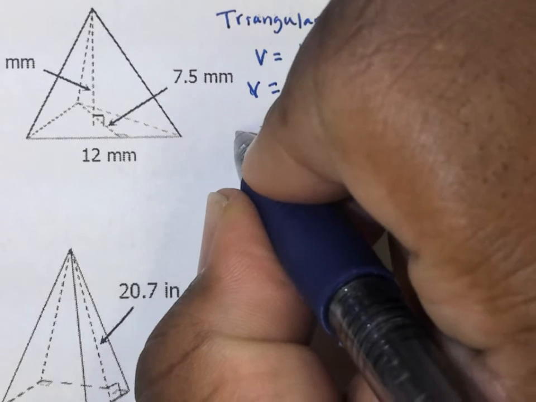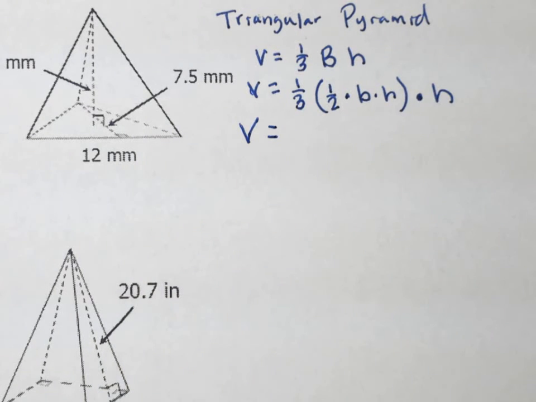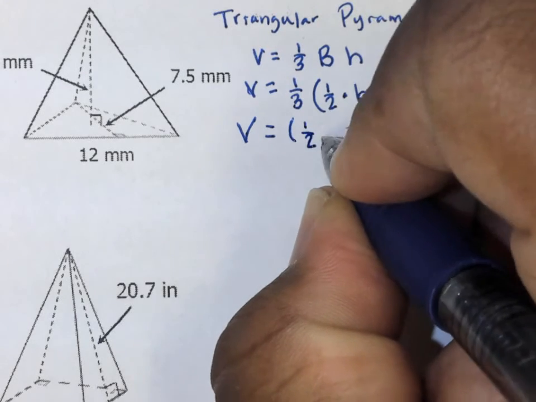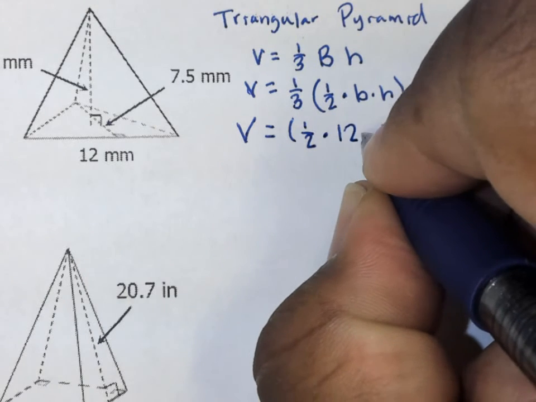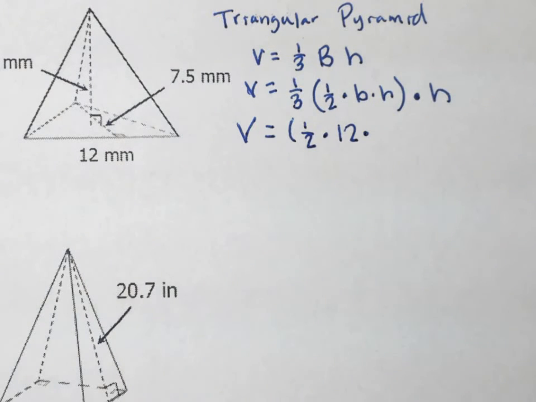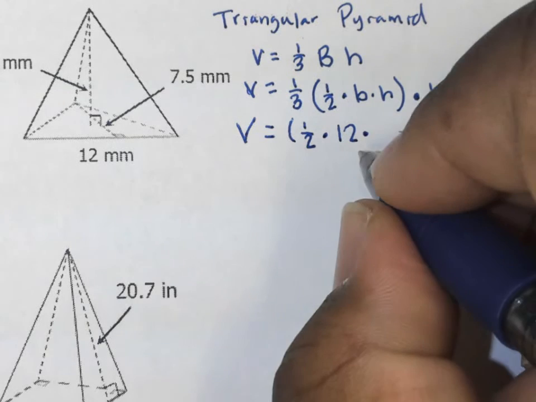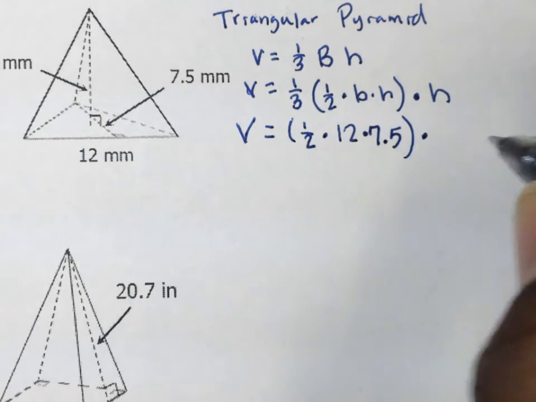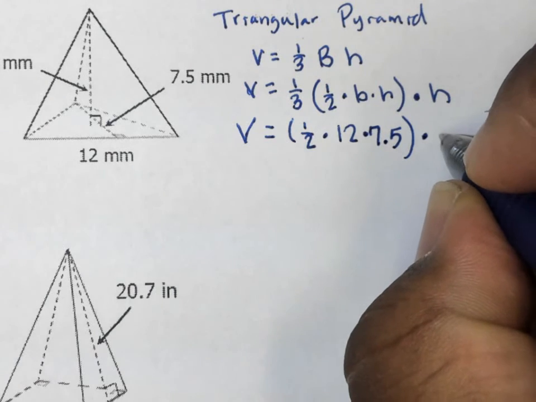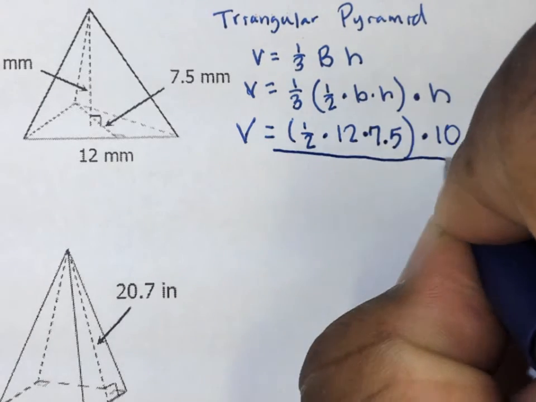Alright, after you make the adjustment, volume equals, I'm moving the 1/3 to the bottom, making it divided by 3. I'll do that last. So I'm going to say 1/2 times, what's my base 1? 12 times my height of my triangle. My height of my triangle 1. Not the pyramid itself, the height of the triangle. The triangular base, bro. 7.5 times the height of the pyramid. All that is being divided by 3.